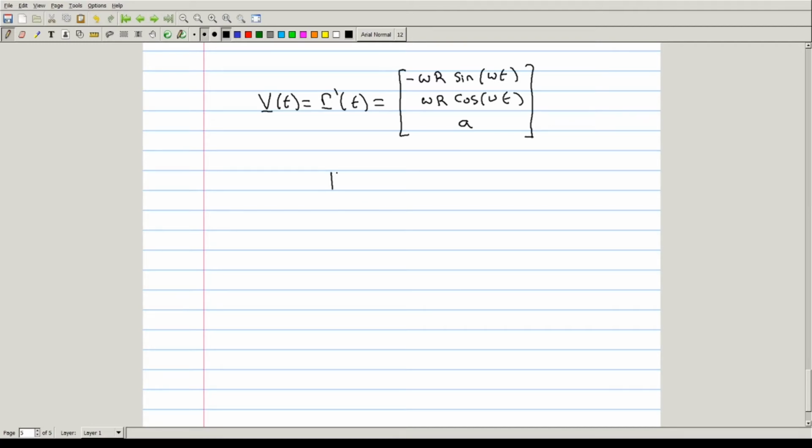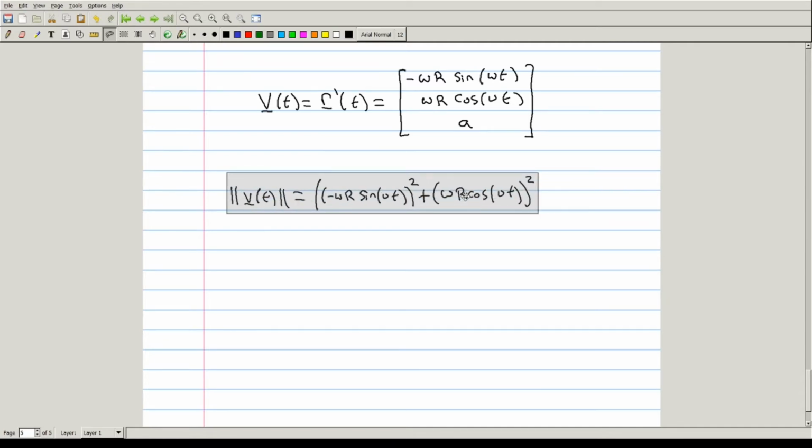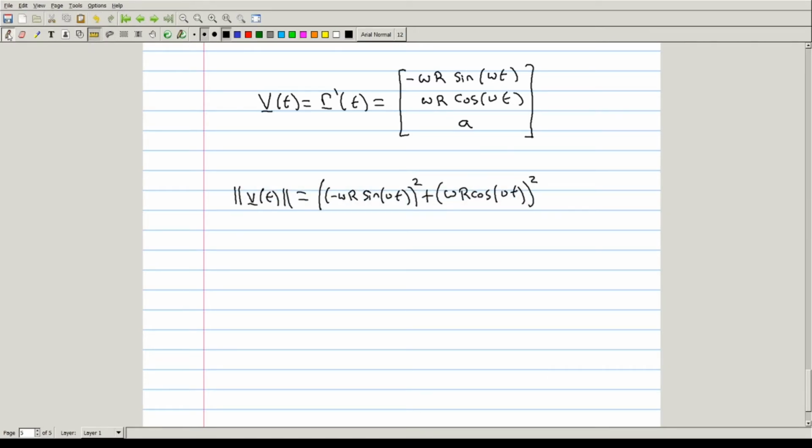and so the magnitude of the velocity vector for the helix as a function of t is going to be negative omega r sine of omega t squared plus omega r cosine of omega t squared plus a squared, all raised to the power 1/2. And we see very quickly that this is going to simplify.